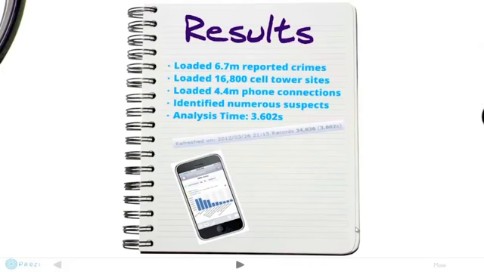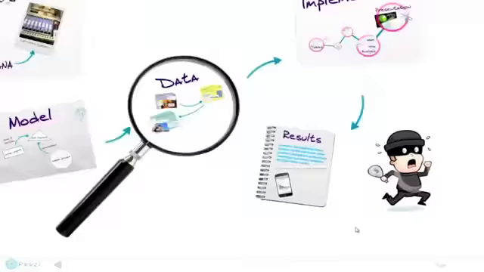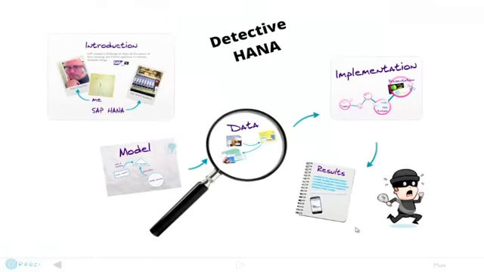I am certain that if real cell phone data and crime reports had been used, then Detective HANA would be listing real suspects for currently unsolved crimes. What other business case can save so much police time, prevent losses, injury and heartache associated with crime, and perhaps even save lives?